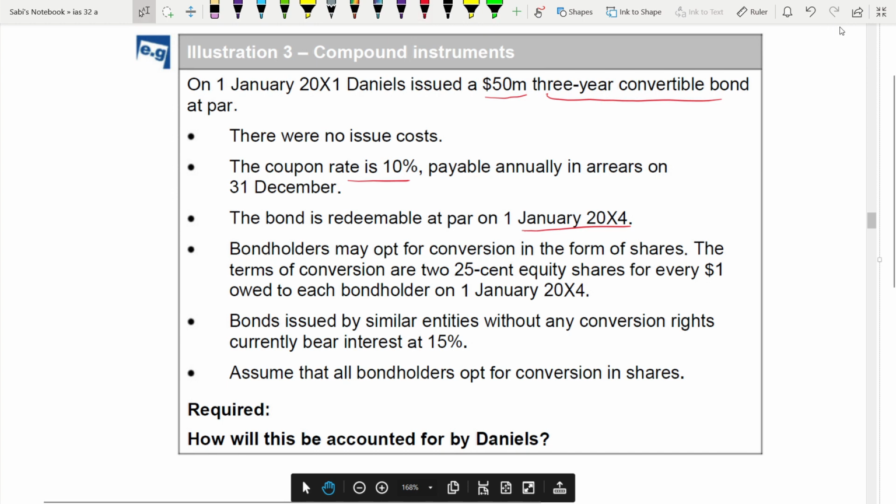Bondholders may opt for conversion in the form of shares. The terms of conversion are 225 cents of equity share for every dollar owed to each bondholder. The rate on bonds issued by similar entities without any conversion right is 15%. Assume that all bondholders opt for conversion.